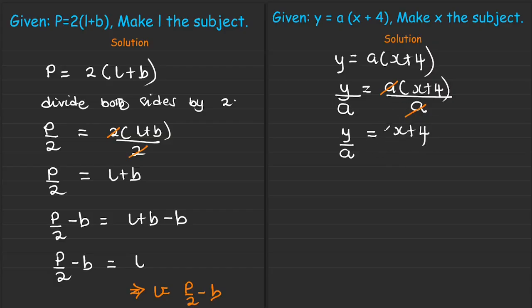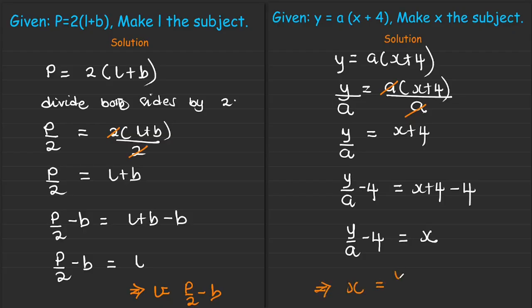What do we need to do? Take away this obstacle, which is a positive 4. We do that by subtracting 4 from both sides, so that we have y over a minus 4, which is then equal to x plus 4 minus 4. The left side remains y over a minus 4, but on the right-hand side, we have 4 minus 4, which gives us 0. Hence, we are left with just this x over here. In making x the subject, it simply implies that x is equal to y over a minus 4.